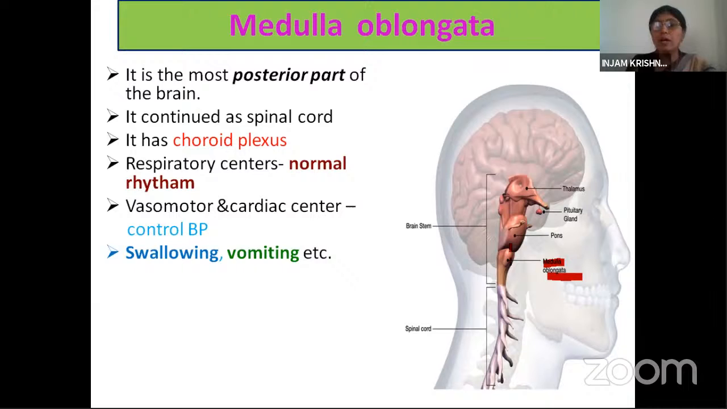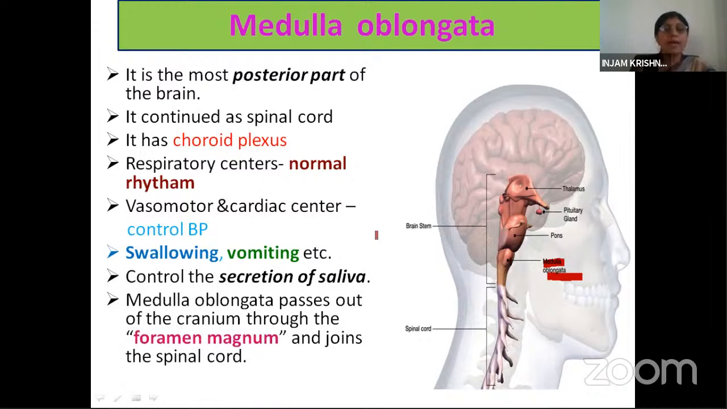What are the functions of the medulla oblongata? Respiratory centers, normal rhythm. So it has the respiratory centers. It controls the normal rhythm, and the vasomotor and cardiac centers. These are the centers located in the medulla oblongata. They control the BP. That means rhythmic movement of the heart or cardiac muscles. And swallowing centers and vomiting centers will be controlled.